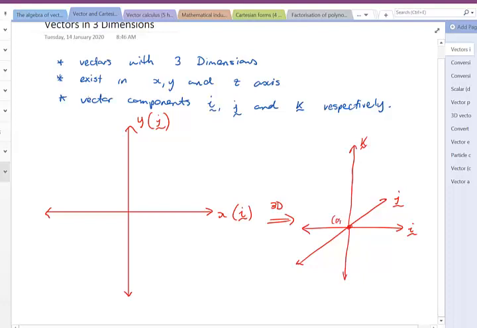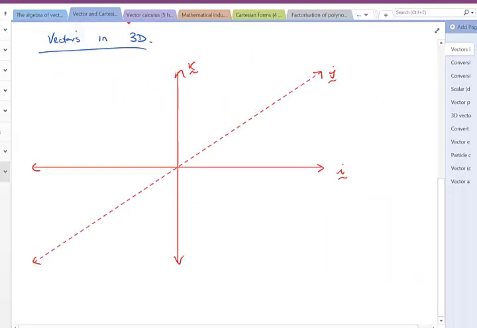Central point here, 0, 0 is our origin. Okay, so vectors existing in 3 dimensions will have or can have components in the i, j, and k direction. Okay, so a component vector in 3 dimensions can have a dimension in the x direction, the y direction, and together they form the base of the vector.